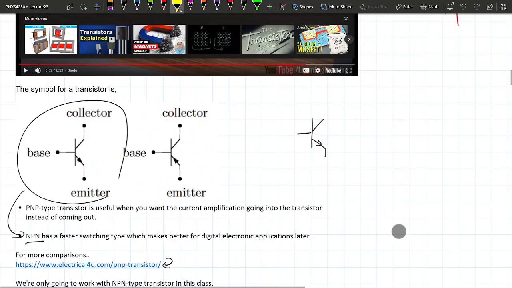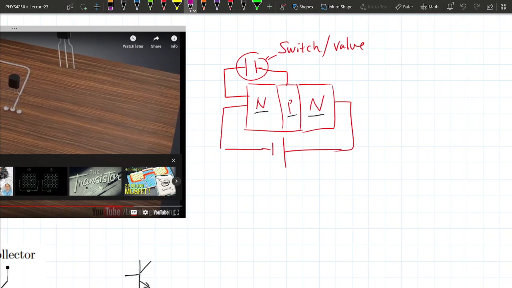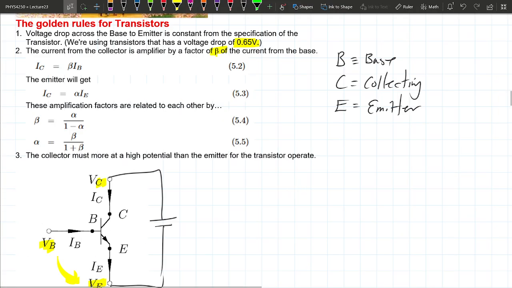Let's go back to this picture here, the more physical picture. Remember when they were drawing the little dots? Now they're purple dots. There were a lot of purple dots going this way, but then a few going this way. By controlling how much current is going between your P and your N region, you can control how much current is flowing through the two N regions. So that's rule number two, and the factor between them is beta.